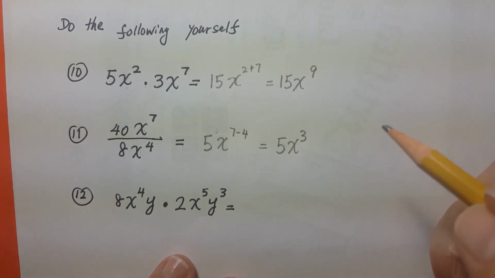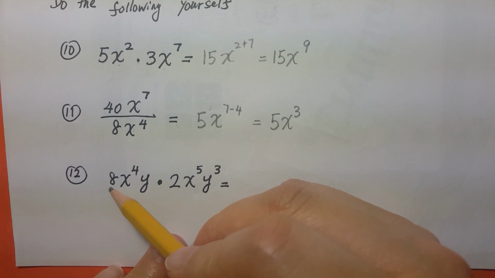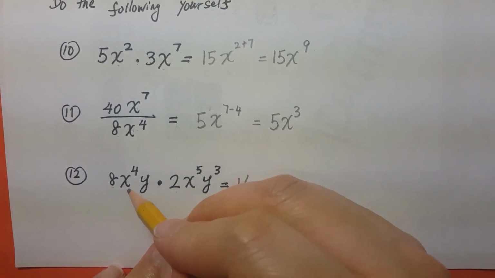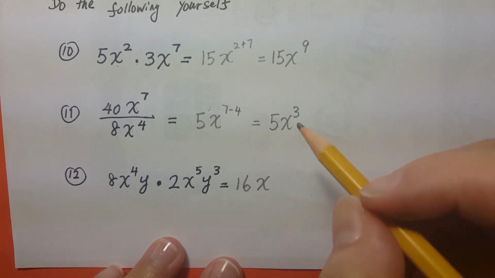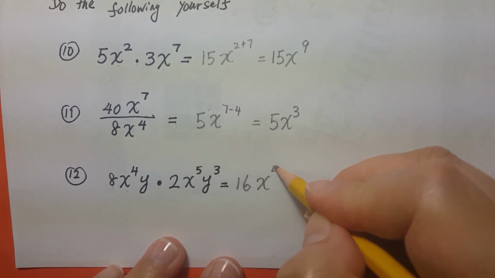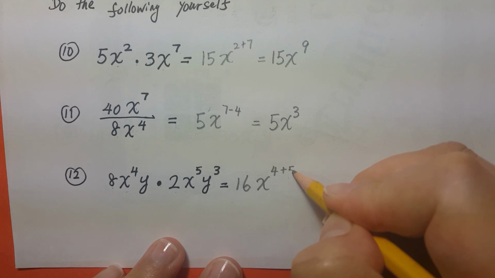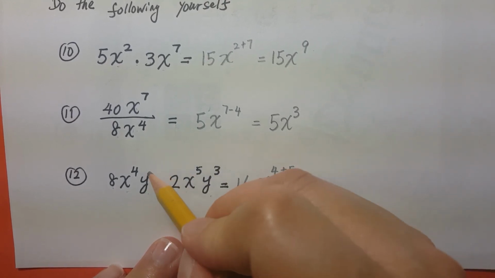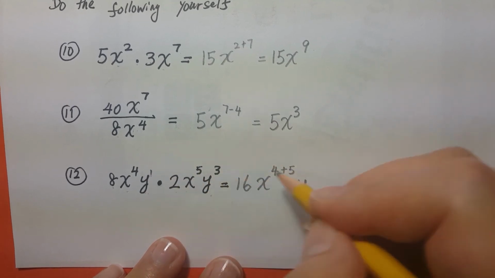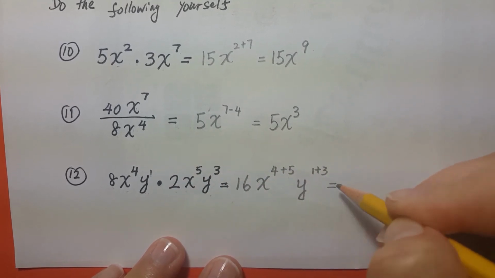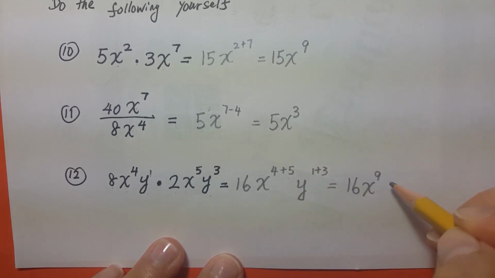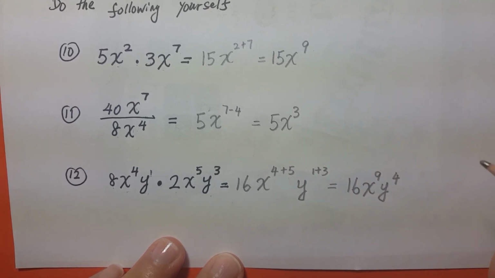Now let's go to number 12. You get 8 times 2 is 16. X and x, we add the exponents because this is multiplication. So 4 plus 5. And for y, the exponent is 1. So we do 1 plus 3. So we simplify: 16 x to the 9, y to the 4.